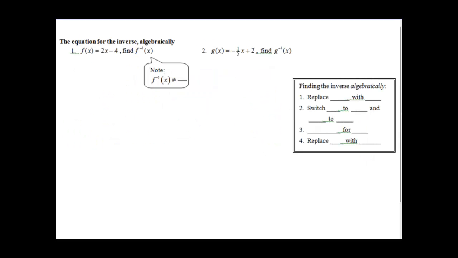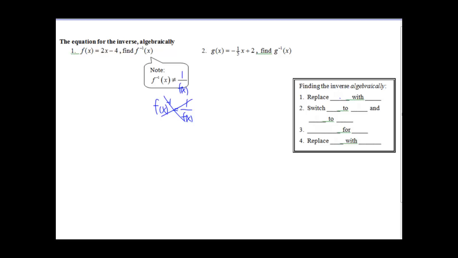So we started with points, then we looked at graphs and y equals x and mirror images. Now what do we do if we have equations? So we have f of x equals 2x minus 4, and we want the inverse of the function. Quick side note. Notice how this says f negative 1 of x. This is not 1 over f of x. F of x to the negative 1 would be 1 over f of x. We are not doing the reciprocal. We are doing inverses.